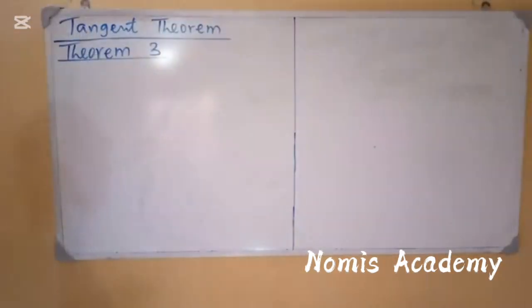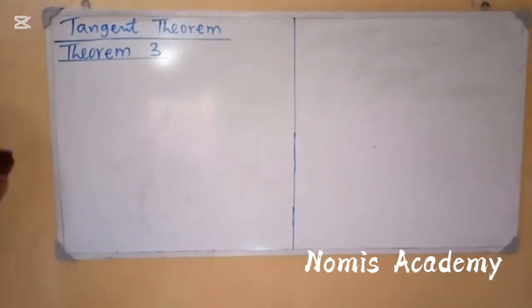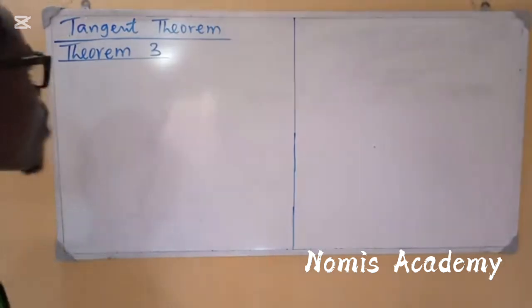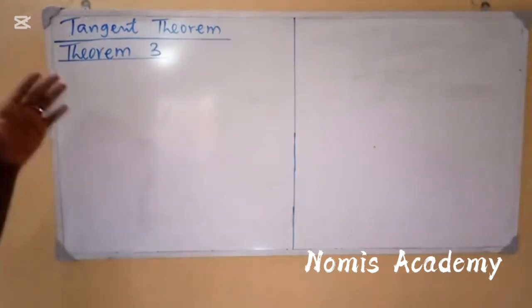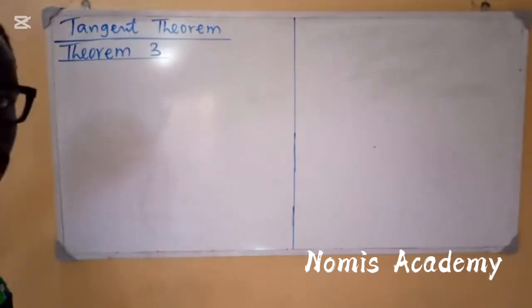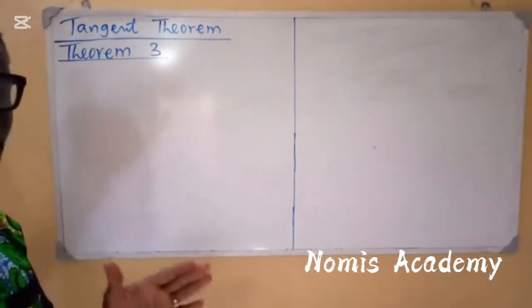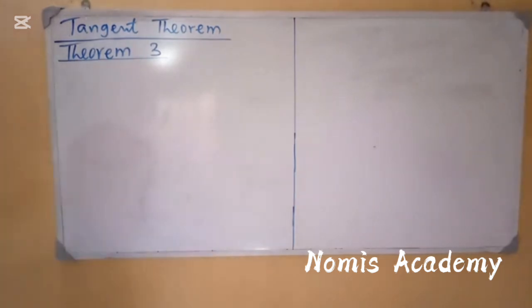In this video, we are going to be looking at tangent theorem, and then we are going to consider theorem 3. Now, in the previous video, we looked at theorem 1 and 2, and we also solved problems under those theorems. But in this video, we are going to state theorem 3 and also show the proof. Now, let's state theorem 3.